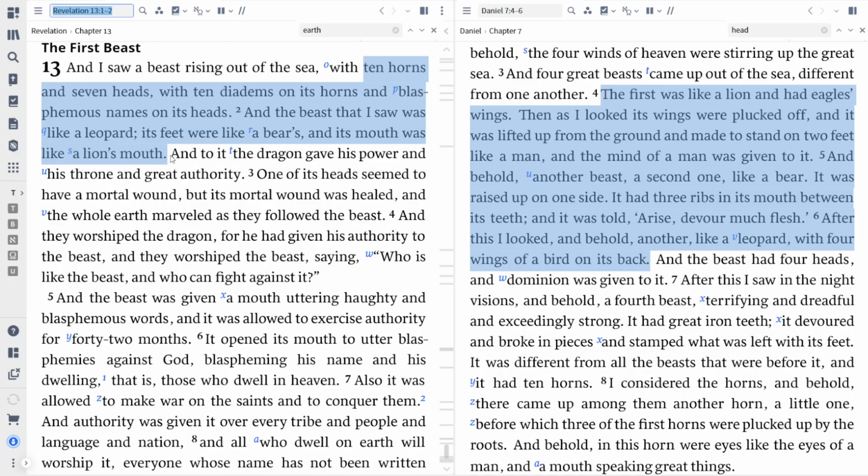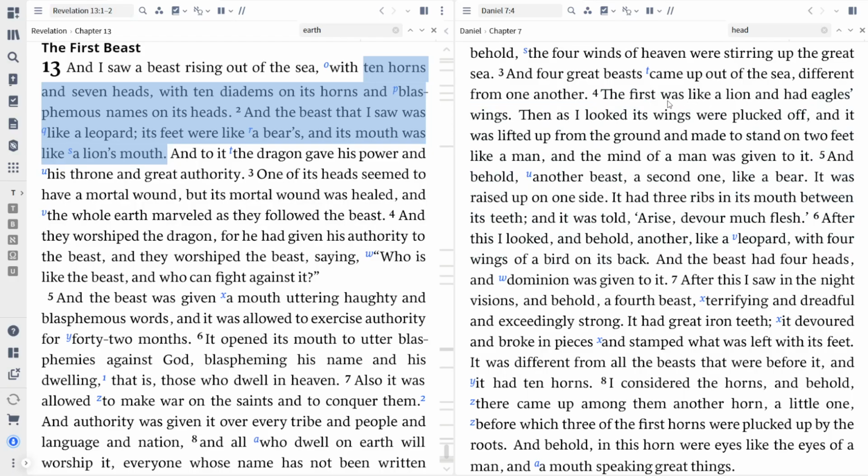Beast, leopard, bear, lion. That should ring a bell, especially if you've read the Old Testament, and especially if you've watched this video series. We spent a lot of time on Daniel 7 that talked about 4 beasts. The first was like a lion. The second was like a bear.